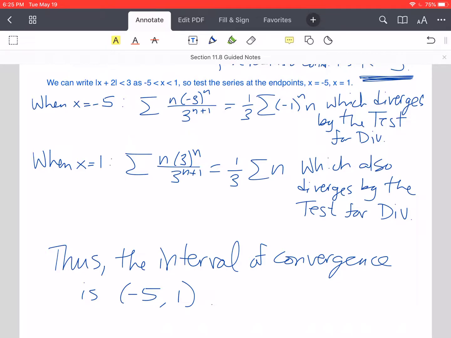All right, so that brings us to the end of section 11.8, the introduction on our discussion of power series. So when we come back next time, we're going to be looking more at power series and then start talking about other types of series as well.